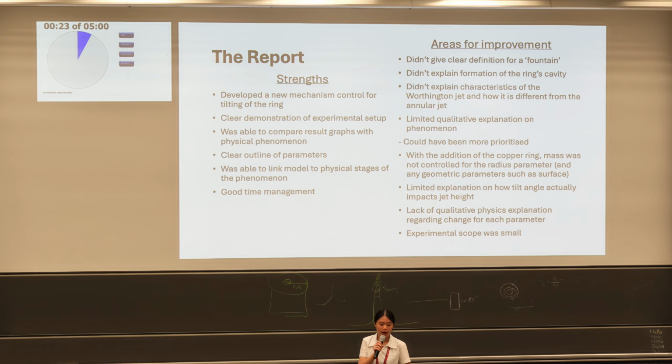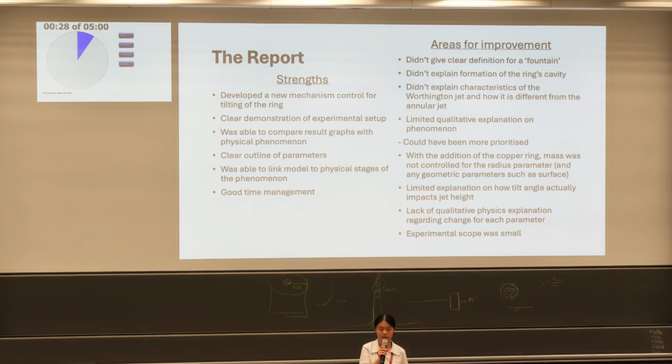So onto the report. We have some strengths. The reporter developed a new mechanism control for the tilting of the ring. They had a clear demonstration of experimental setup. They were able to compare results with the physical phenomenon. They had a clear outline of parameters. They were able to link model to physical stages of the phenomenon, and they had great time management.